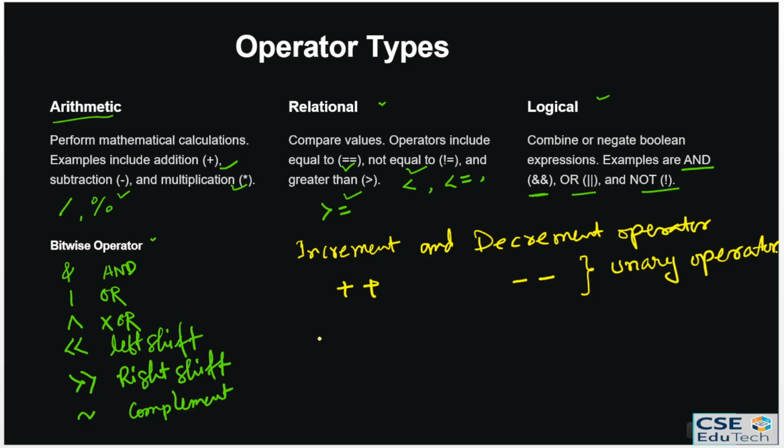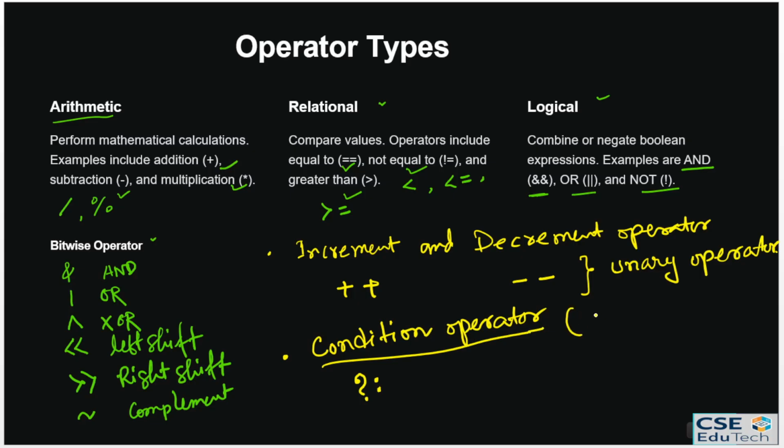Then there is another operator known as the conditional operator. The conditional operator symbol is a question mark followed by a colon. Clear? First we write the question mark, then followed by the colon. This is the symbol. Sometimes this conditional operator is also called the ternary operator.